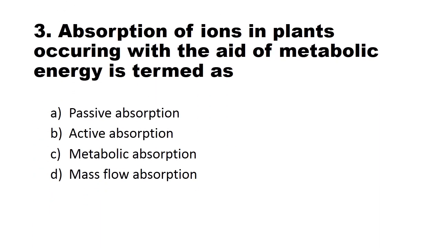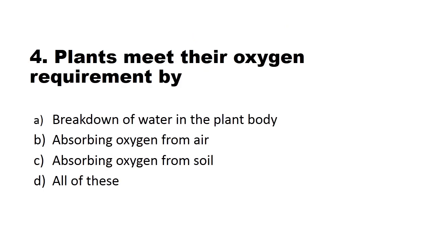Question number 3. Absorption of ions in plants occurring with the aid of metabolic energy is termed as passive absorption, active absorption, metabolic absorption or mass flow absorption. And the right answer is active absorption. The absorption in which ions are absorbed by plants with the aid of metabolic energy is known as active absorption.